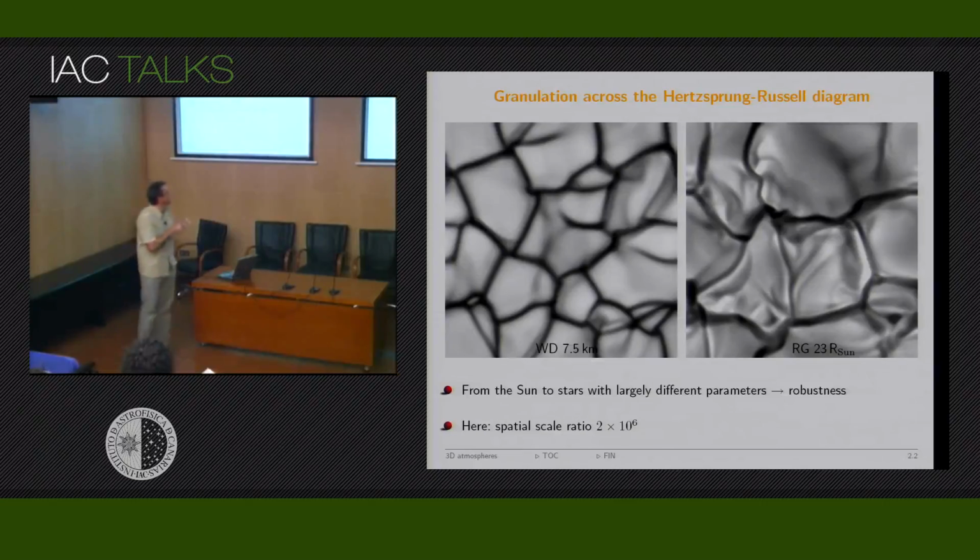On the left-hand side, you see surface convection in a cool white dwarf, where the box size is about 7.5 kilometers. On the other hand, you see the surface convection in a red giant, where the box size is 23 solar radii. So it means you can conveniently put the sun in one of these convective cells. And this is possible today, showing this code has reached a good level of robustness, and it can deal with quite different parameter regimes. So the scale ratio here is of the order of 10 to the 6.